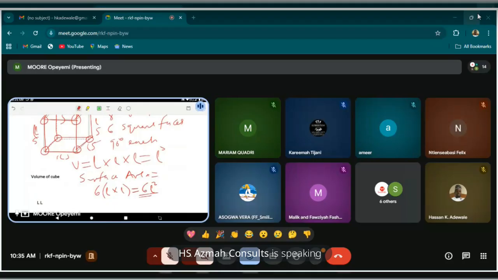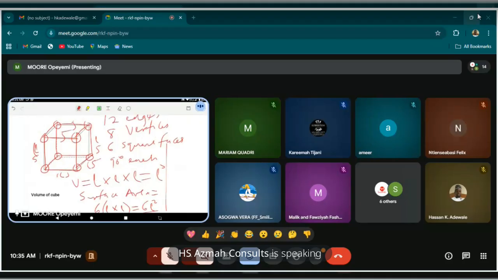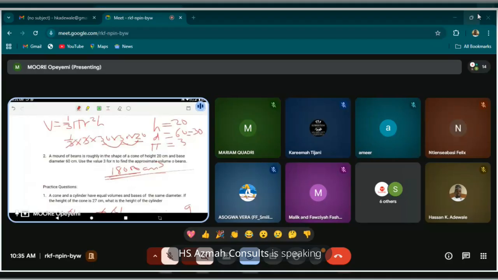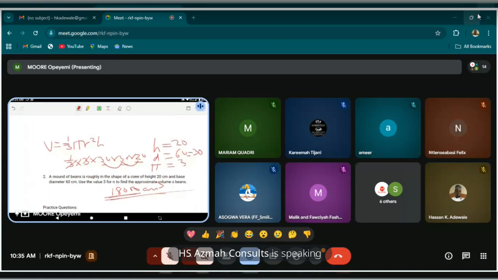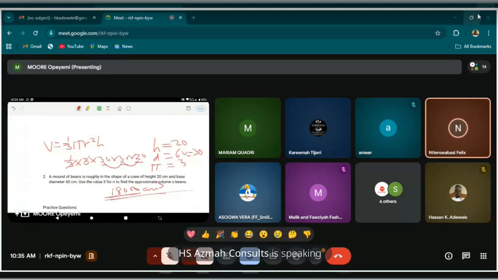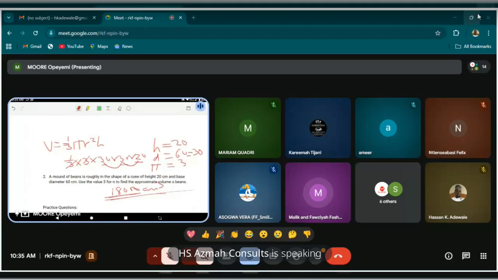Okay. So that is the cube for us. Who can remind us? What is the formula to calculate the surface area of a cube? Anybody? Surface area of a cube. 6L squared. Thank you. What formula do we use for the volume of a cube?